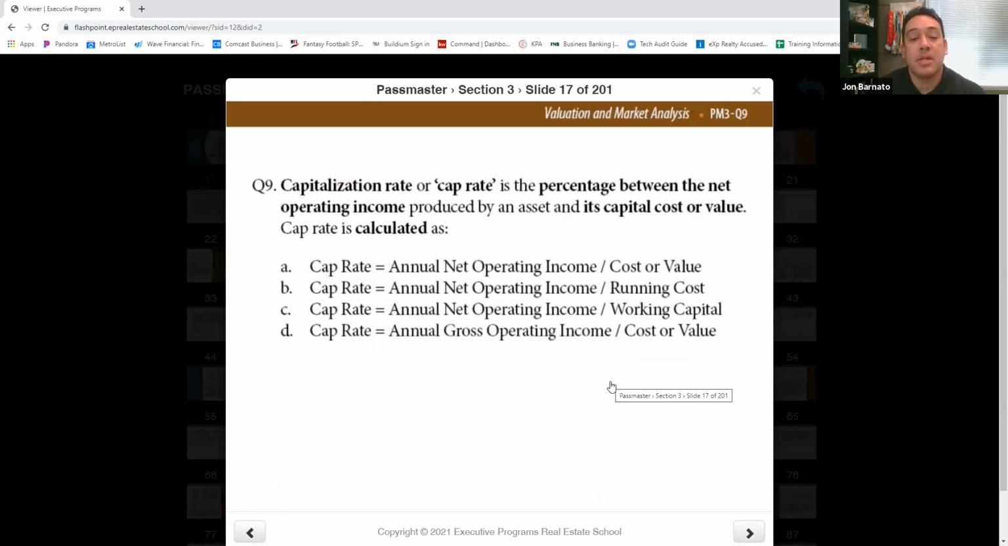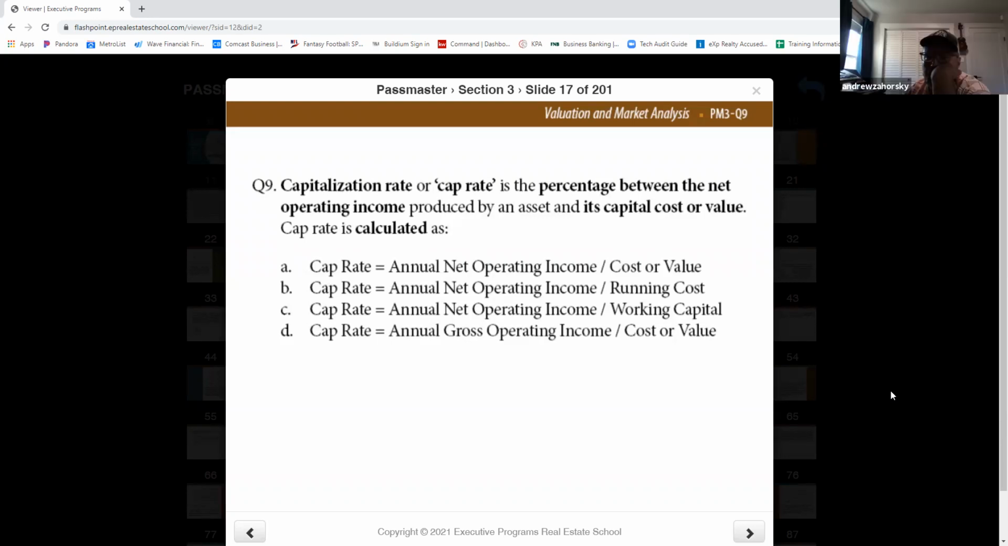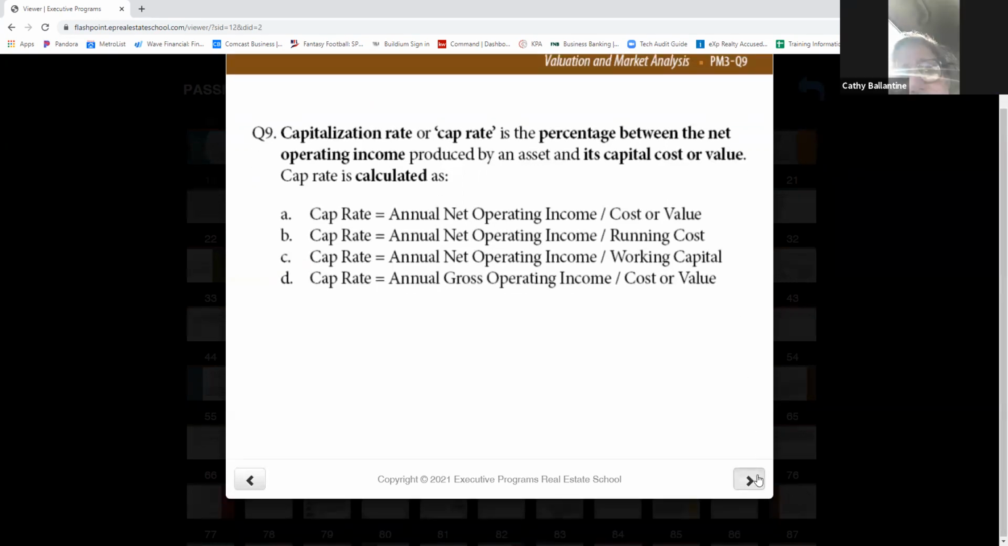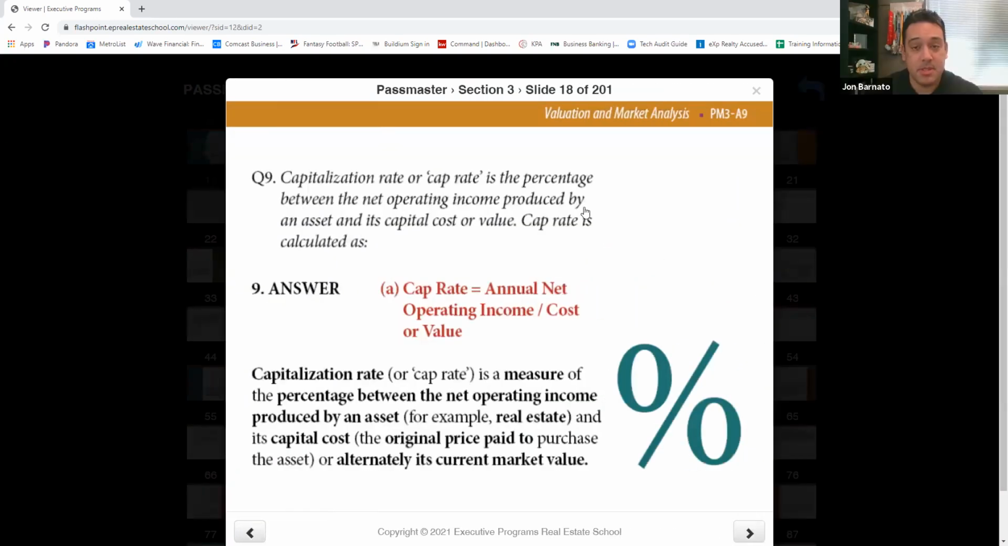Capitalization rate, or cap rate, is the percentage between the net operating income produced by an asset and its capital cost or value. Cap rate is calculated as, I love this question because it tells you what it is and then it asks you to find it for you. A. Let's see. Correct. It is A. So cap rate will be on the test. It is very important in real estate. Capitalization rate is how you do income approach.